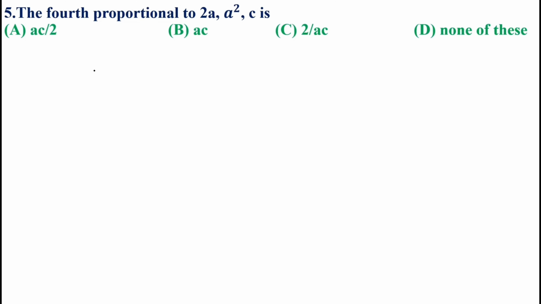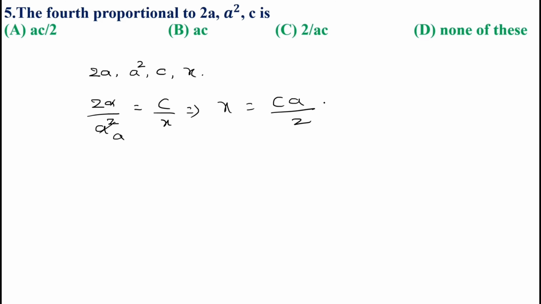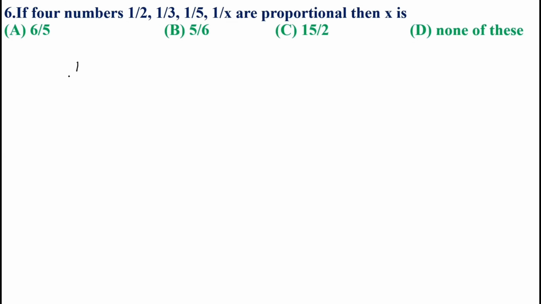So what is the fourth proportional? They have given 2a, a square, c, and the fourth proportional we don't know. So assume x. So 2a by a square is equal to c by x. So here only a will be present. So x is equal to ca by 2 or ac by 2. So option is A.